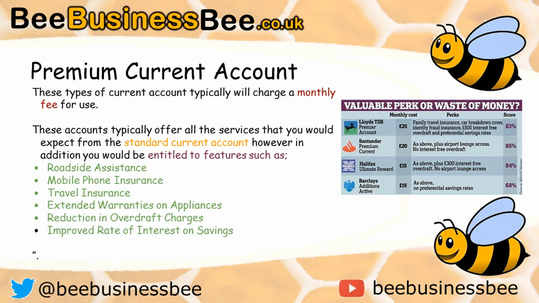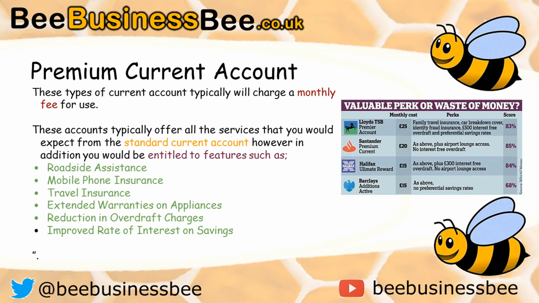Most banks will try to sell you an upgrade from your standard account, and they will try and get you to take out a premium current account. Premium current accounts actually charge a monthly fee to use. The monthly fee varies. As you can see in the example to the right hand side, you've got Barclays charging up to £15 a month, while Lloyds charge £25 a month. Now, in addition to all of the features that you get from your standard current account, you actually get extra features and advantages for this monthly fee you're paying.